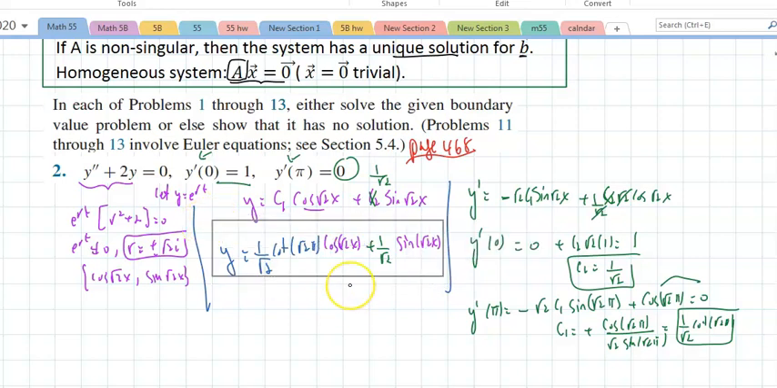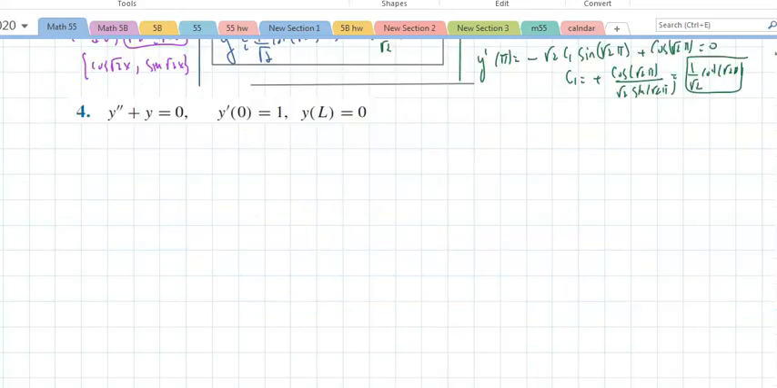So this problem is really straightforward. The numbers are not pretty, but that's fine. These things happen. If I look at number 4, and the same deal happens, this is a linear differential equation, second order. The order doesn't matter with constant coefficients.